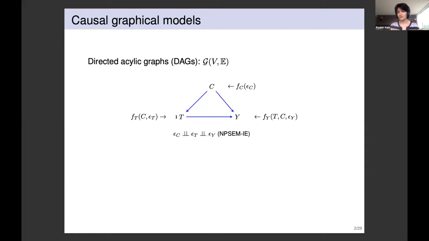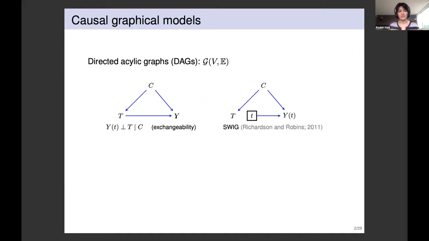And the causal model plus the intervention operation gives us the independencies between the factuals and the counterfactuals. For example, in this graph, we have what's known as the exchangeability or the conditional ignorability assumption that tells us that the counterfactual is going to be independent of the treatment given the confounder C.